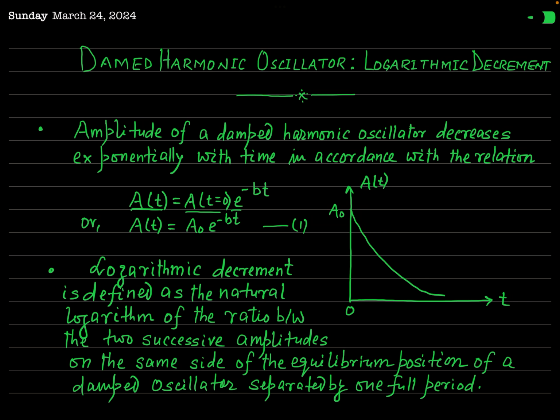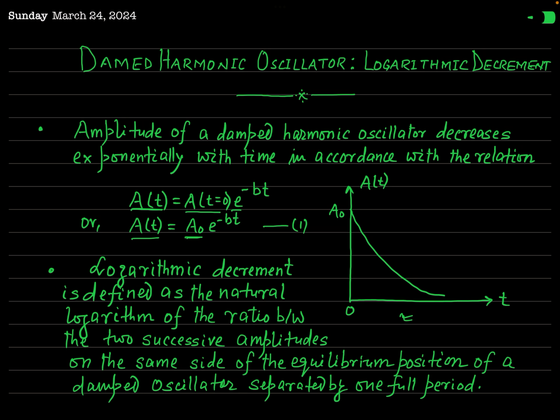And for convenience, we have assumed that at t equal to 0 the amplitude is a naught. So at any moment t, the amplitude a is given by a naught e to the power minus bt. It is obvious from this result that the amplitude a decreases with time t exponentially, and this decrease in amplitude with time I have shown in this figure, which we have discussed earlier in great detail.